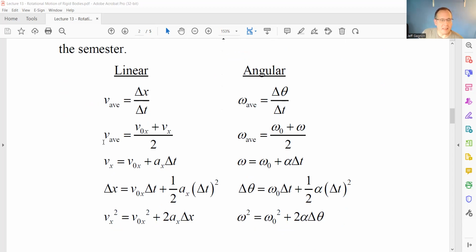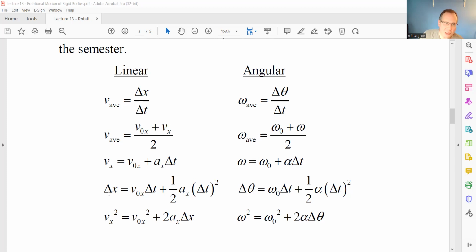As long as the acceleration ax is constant, remember the average velocity is simply the average of the initial and final velocities. So you can write it as v initial x plus vx over 2. This is the initial velocity, that's the final velocity. Again, this is all review. We should know all these equations. The final velocity, vx, is equal to the initial velocity in the x direction, v naught x, plus the acceleration in the x direction times delta t. That was one of our constant acceleration kinematic equations.